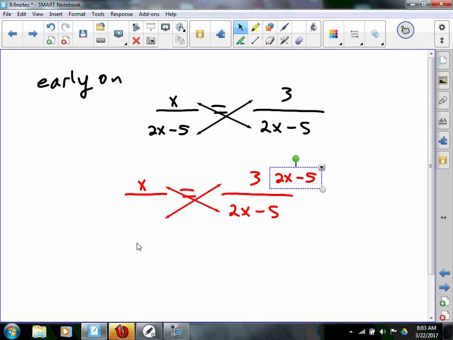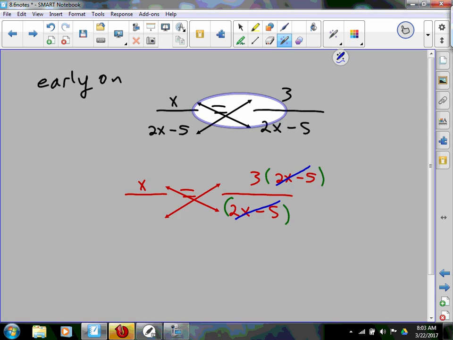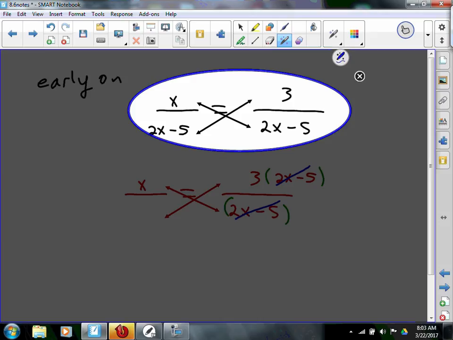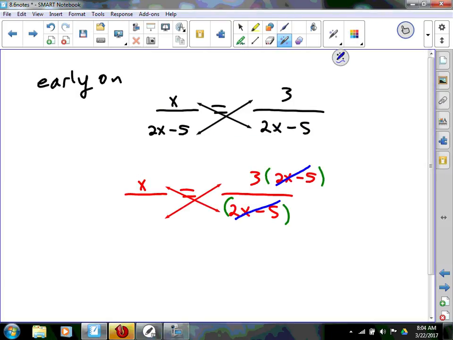Okay. Now, if I did that, what's going to happen to the 2x minus 5s? They're going to cancel, like what happened when we looked at multiplying and dividing rational expressions. They cancel because they're exactly the same factor. And we get x equals 3. So one little thing to take away from this is in a proportion, if we have the same denominators, they cancel, and we can disregard them, and we can simply set the numerators equal.